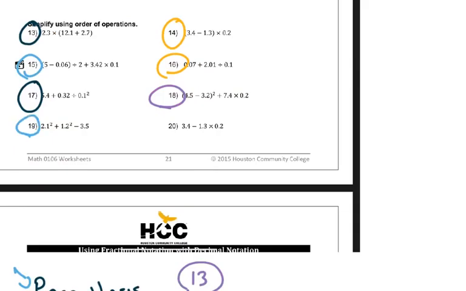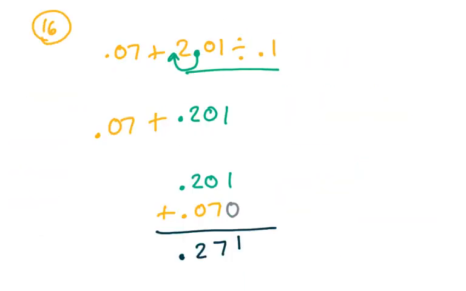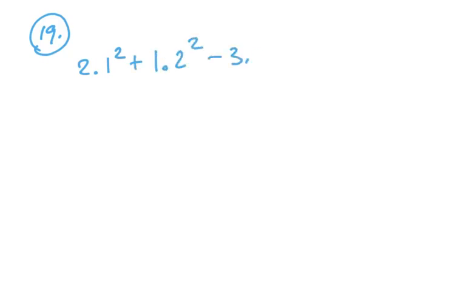So now we're on 19. 2.1 squared plus 1.2 squared minus 3.5. Okay, so let me use my shortcut here. I'm going to take 21. I'm going to drop it to 20. I'm going to raise it to 22.